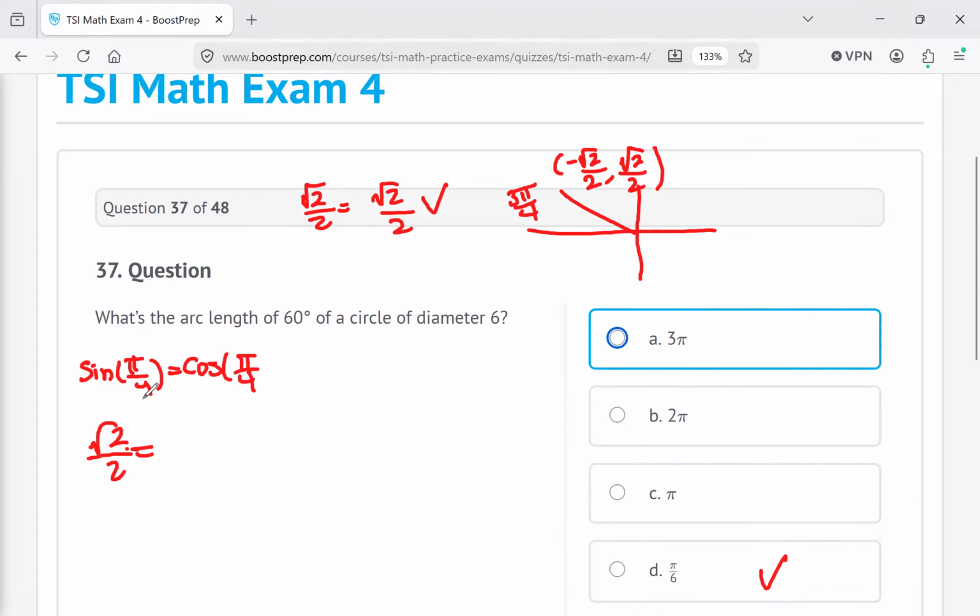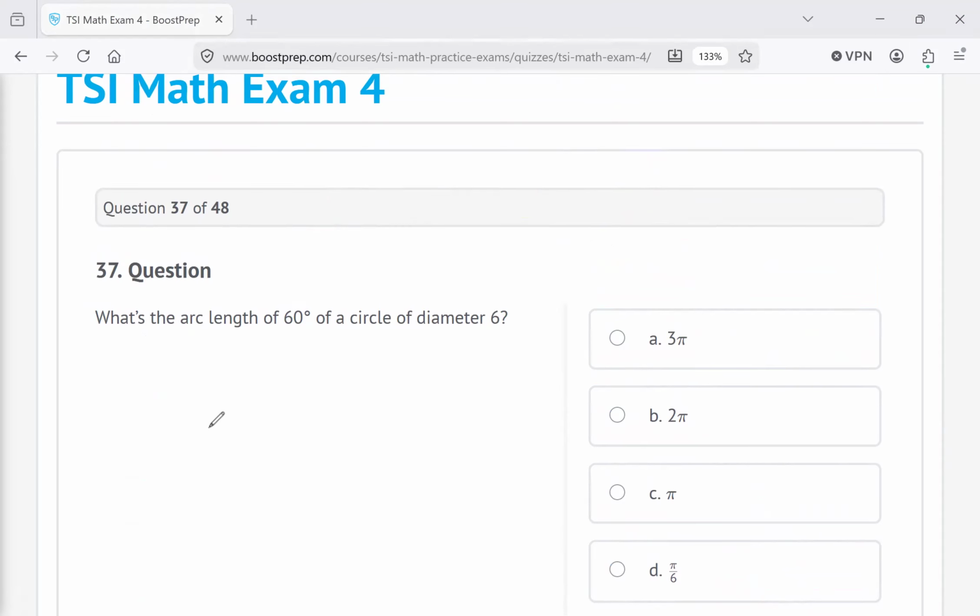37, what is the arc length of 60 degrees in a diameter 6 circle? So imagine having a circle. Here you have an angle that's 60 degrees. So what is the arc length? Arc length is s equals r times theta, and it's just a formula you need to know, right?